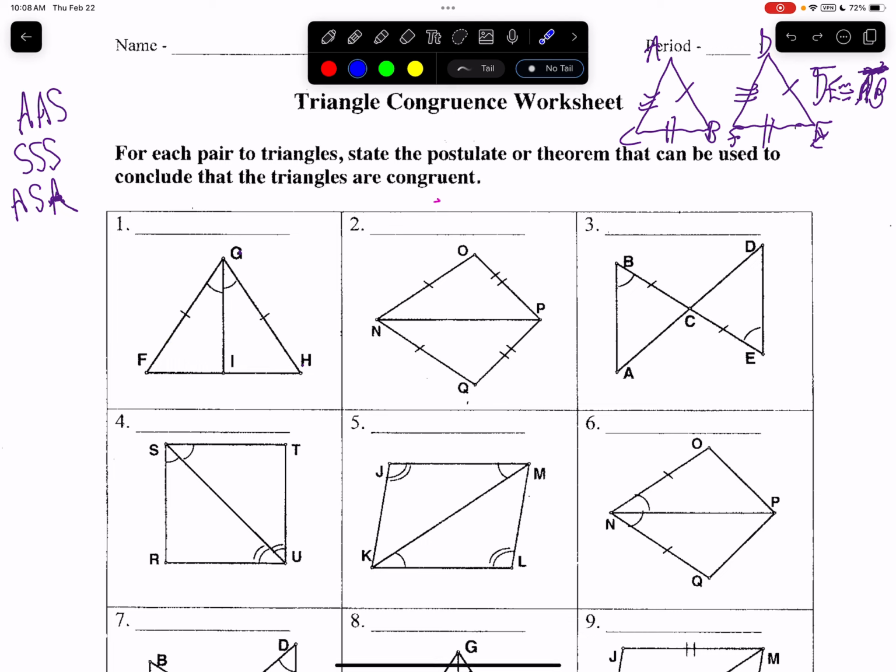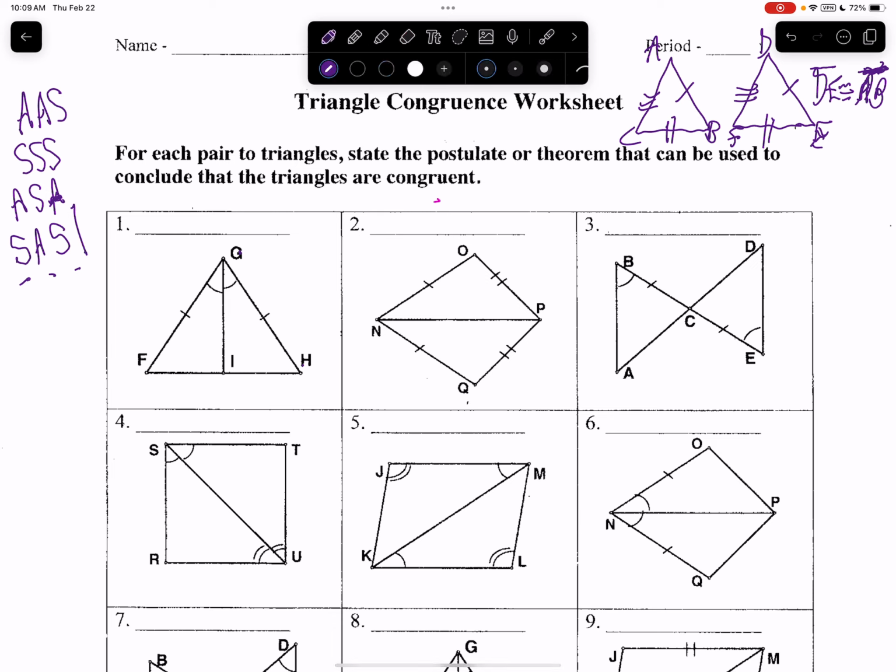And that would be the good one to know in this case. Whoops, I forgot side, angle, side, didn't I? Sorry about that. So that means that since this side is congruent to this side, and this angle is congruent to this angle, and this side is congruent to itself, this is called side, angle in the middle, side: side, angle, side. So the order matters here a little bit, right? These two triangles are congruent because of side, angle, side.